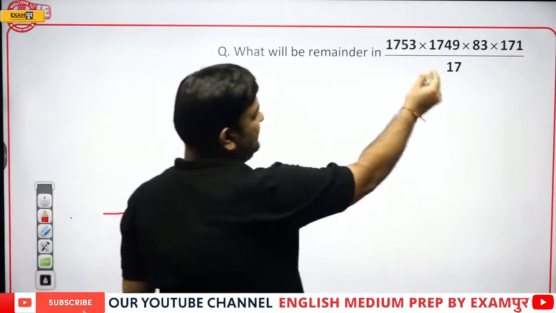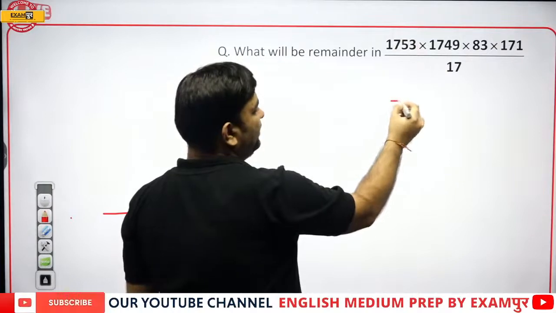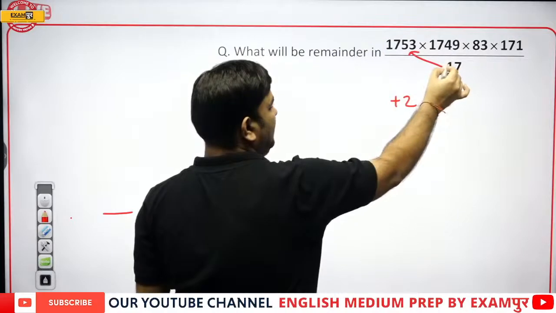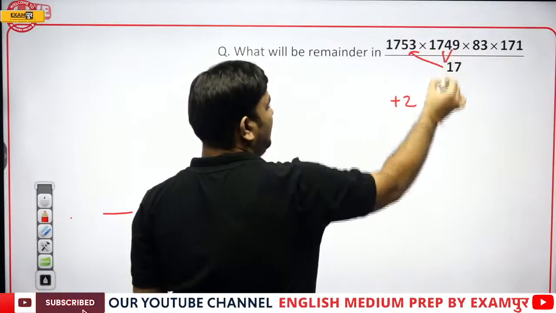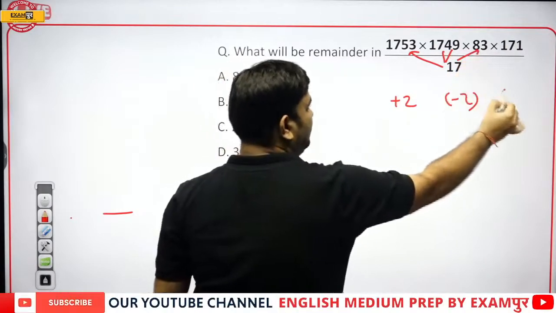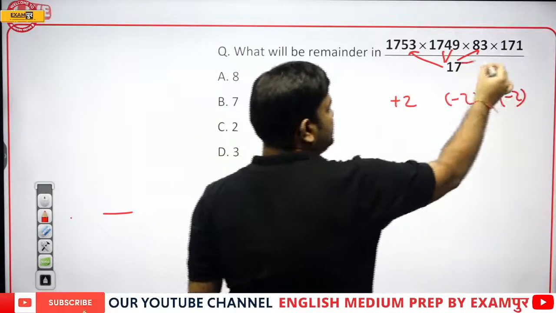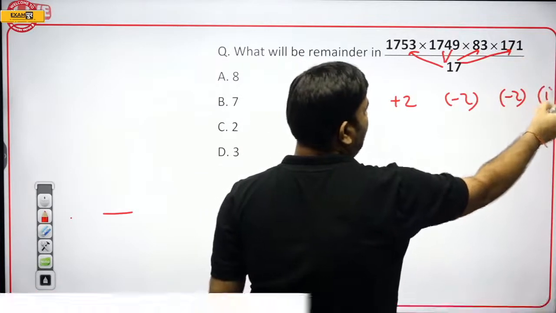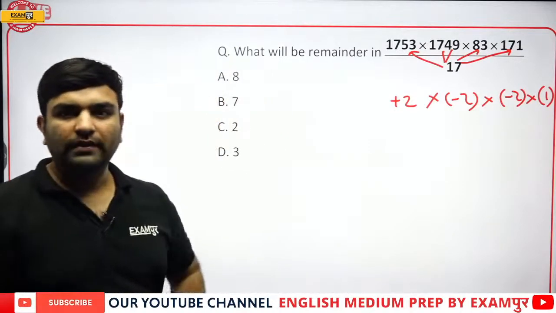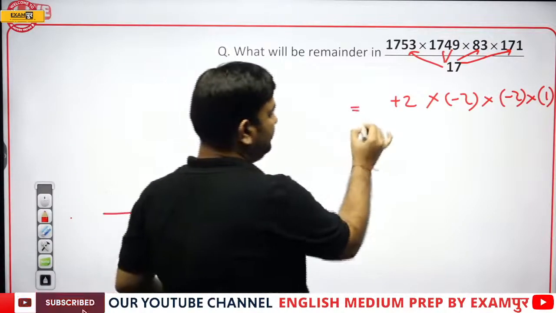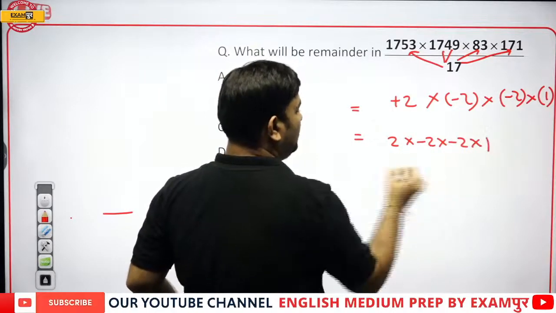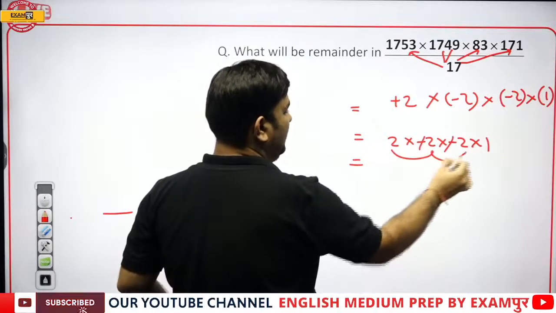17 1 ja 17, 17 3 ja 51, positive remainder of 2. 17 1 ja 17, 17 3 ja 51, negative remainder of minus 2. 17 5 ja 85, negative remainder of minus 2. 17 10 ja 170, positive remainder of 1. All are in the multiplication, so multiply them. Plus 2, minus 2 into minus 2 into 1. Minus minus will cancel, 8.